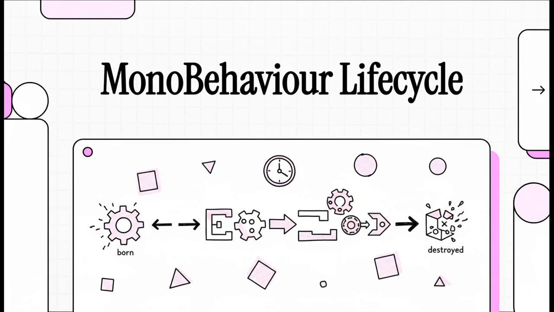All right, let's dive into one of the absolute cornerstones of working in Unity. We're going to pull back the curtain on the secret, predictable timeline that every single component in your game follows, from the moment it's born to the moment it's destroyed. Getting a handle on this is, well, it's everything if you want to build solid, bug-free games.